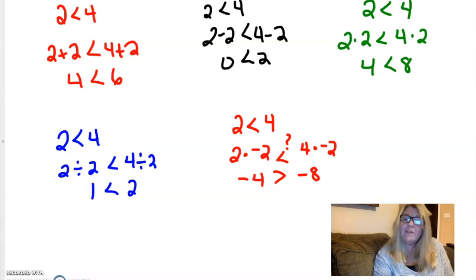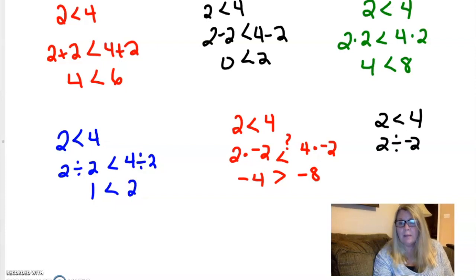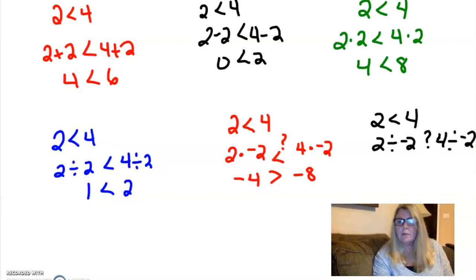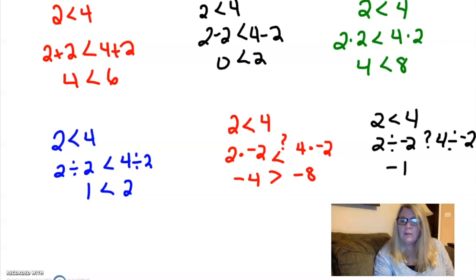Let's see what happens when we divide by a negative number. We start with our statement that 2 is less than 4, which is true. Then we're going to divide both sides by negative 2. Let me pull that screen over just a little bit so you can see that better. 4 divided by negative 2 gives a negative 1 on the left-hand side and a negative 2 on the right-hand side. Now, is negative 1 still less than negative 2? No, it's not. It's greater than negative 2.